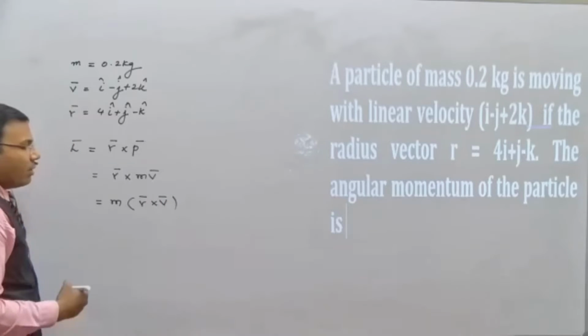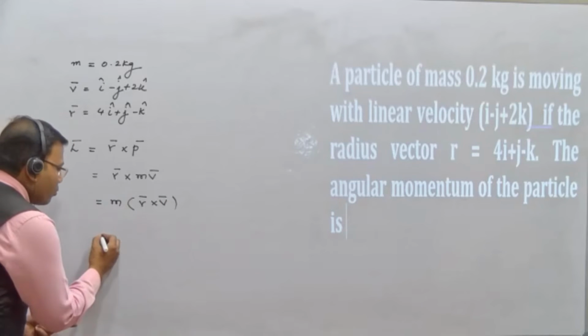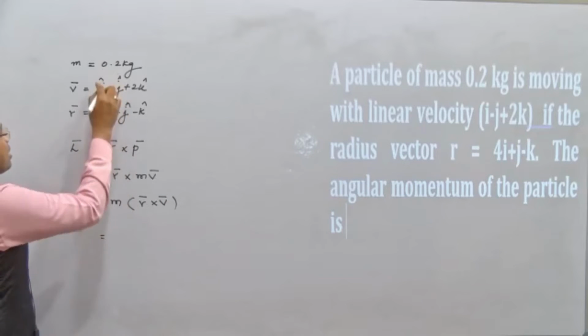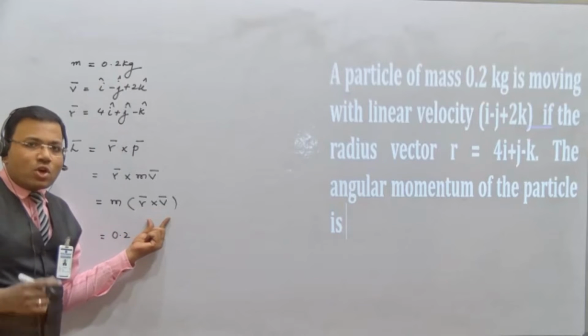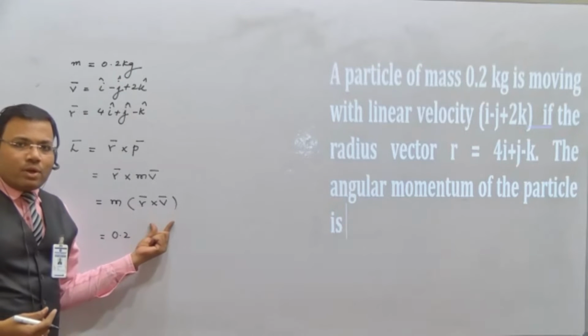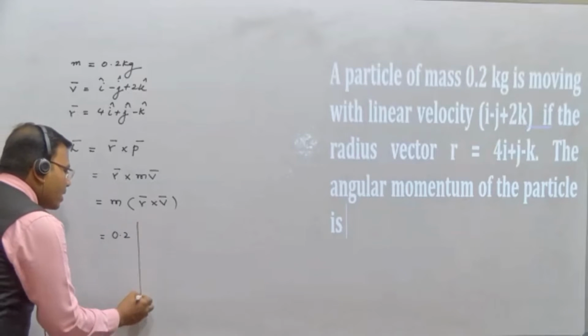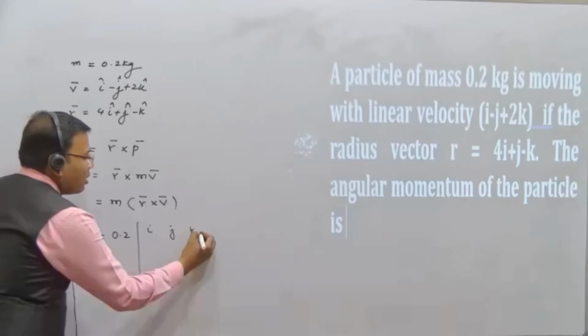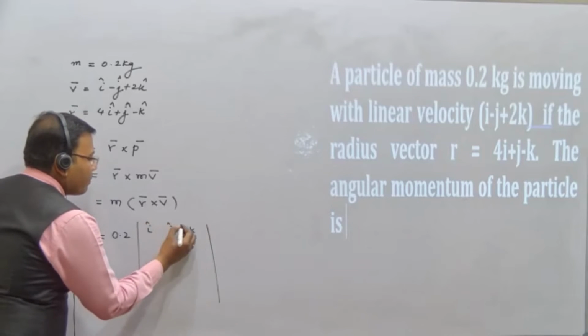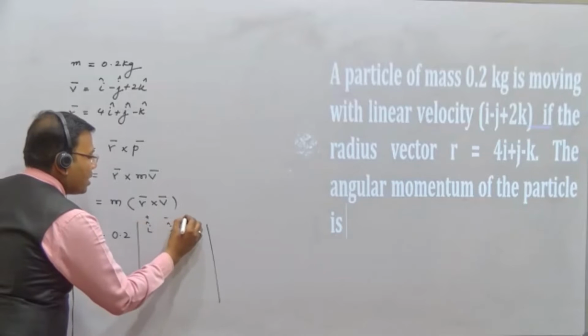R cross v. Now it's very simple. You can see what is this m? M is 0.2. I'll write 0.2. Here it is the cross product of the radius vector r and the velocity vector v. So cross product means, again I have to move with the same process: i, j, k, with plus, minus, and this is plus.